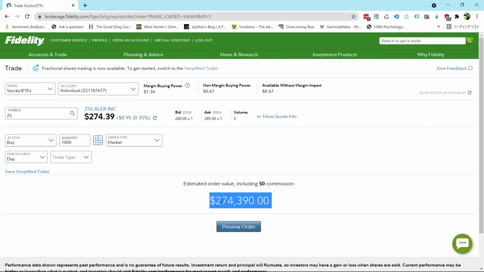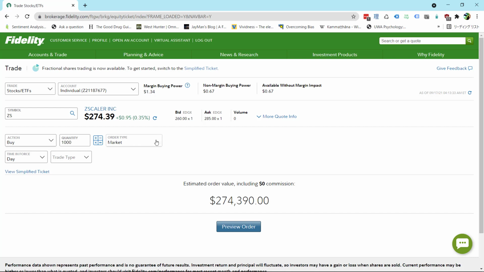Now, why is it this? Well, we're assuming that the market price is this, but that's actually wrong. I think Fidelity does this incorrectly. If you actually go through this with this order, and the bid and ask were the circumstances at the time of the purchase while the market's open, you would actually be paying $285,000, not $274,000. So that's an extra $10,000 that you just threw away because you went with a market order.